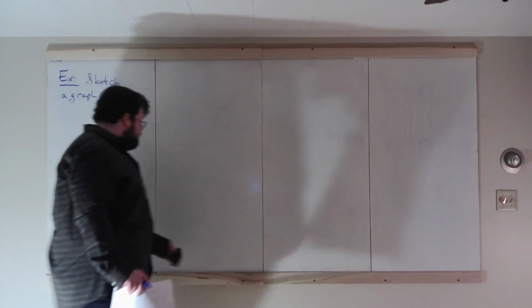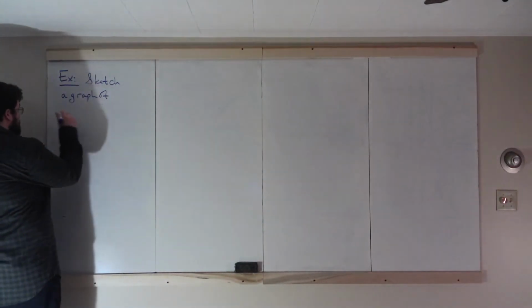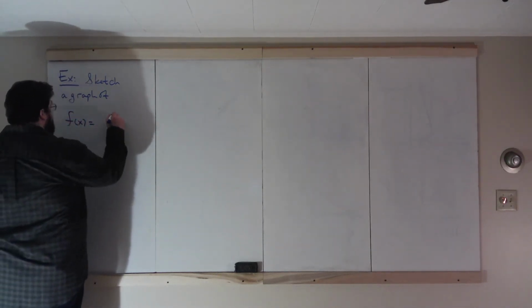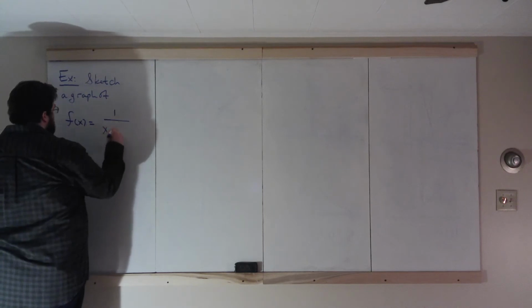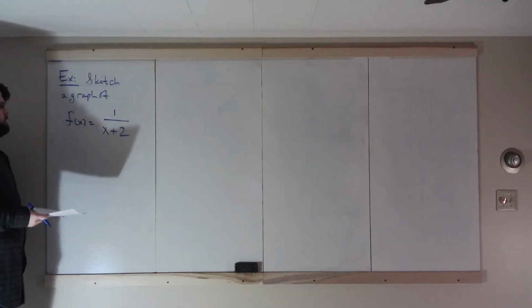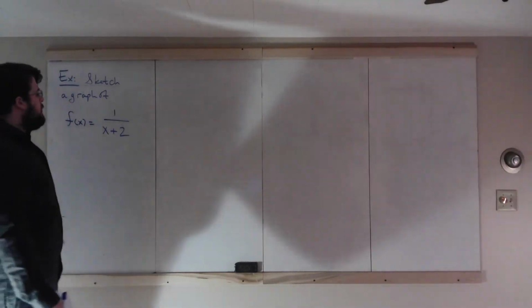Let's do another. Let's sketch a graph of 1 over x plus 2. 1 over x plus 2. So which of those 6 does this look most like in its most basic sense?